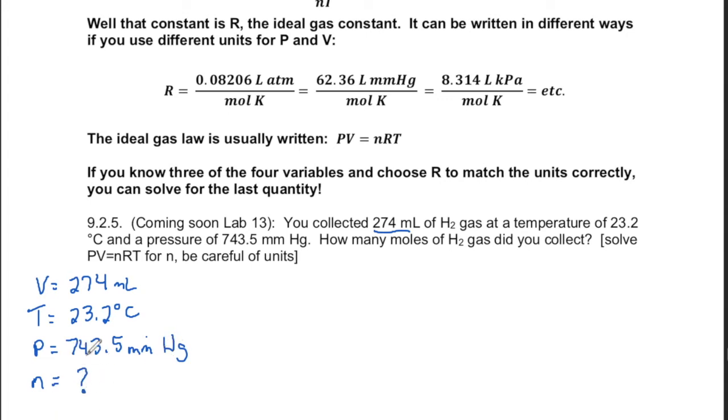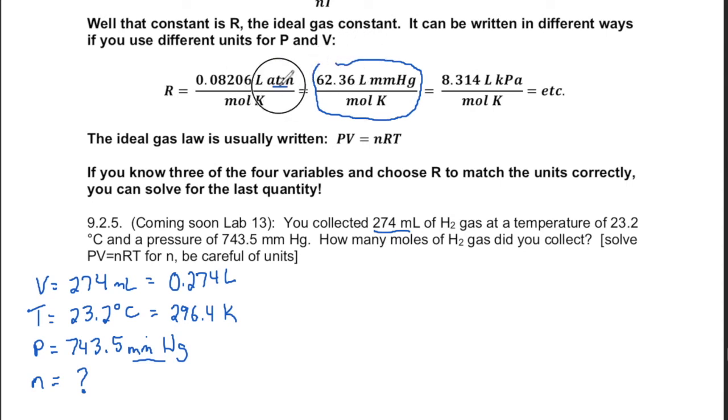And we know the pressure, and what we are trying to find is the number of moles. All of these values for R have liters, so I'm going to convert this to liters. This is 0.274 liters. And the temperature, of course, always has to be in Kelvin, so we have 296.4 Kelvin. We can keep the pressure in millimeters of mercury as long as we use this value for R. If we use a different value for R, we're going to have to change the pressure either into atmospheres or kilopascals. So let's go ahead and use this value for R.